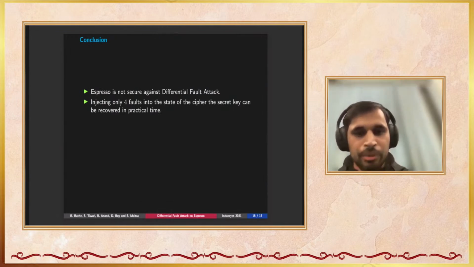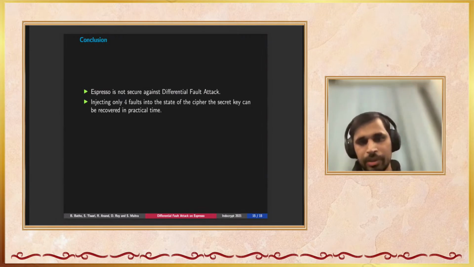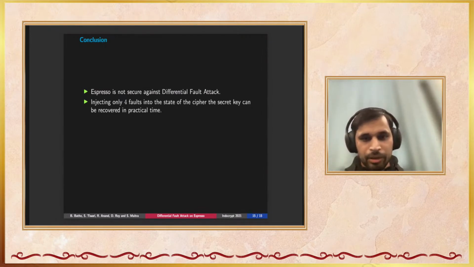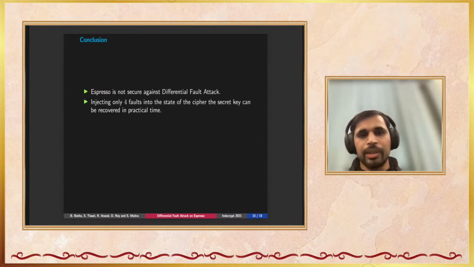So in conclusion, we can say that Espresso is not completely secure against differential fault attack if all those assumptions are taken care of. We only required four faults in the state of the cipher after the key scheduling algorithm, and we were able to obtain the secret key in practical time.